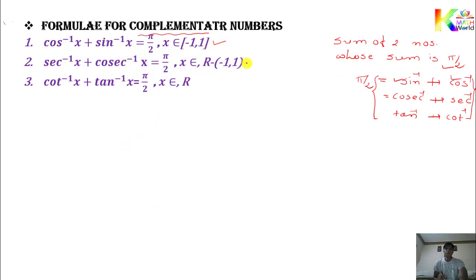Now, hope you understood why this condition is being given. What is the domain for sine inverse and cos inverse? Closed interval minus 1 to 1. What is the domain for sec inverse and cosec inverse? R minus open interval (-1, 1). And the domain for tan inverse is R. That's why here x belongs to R is there. Okay.